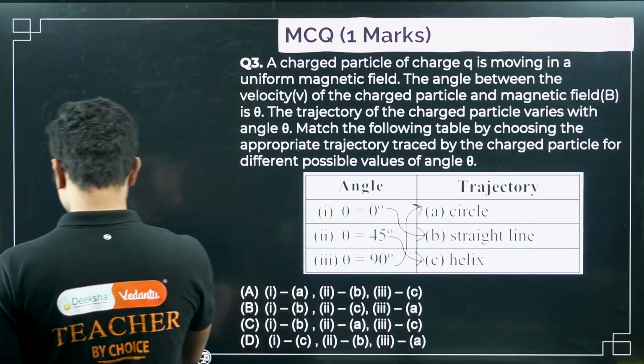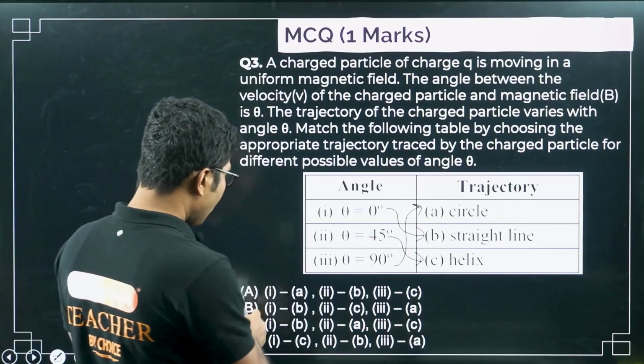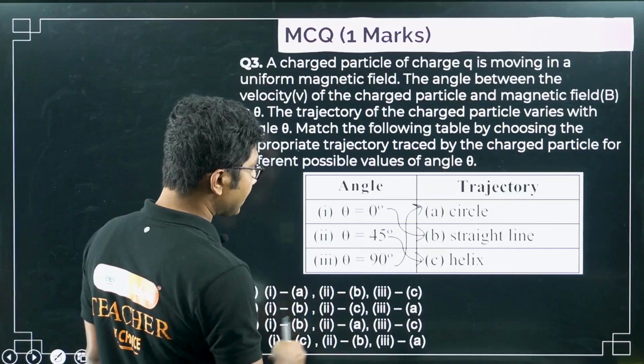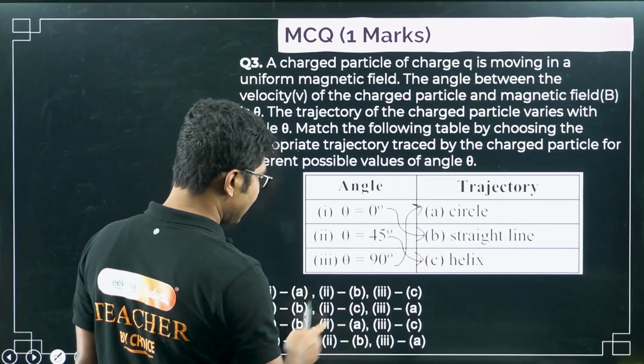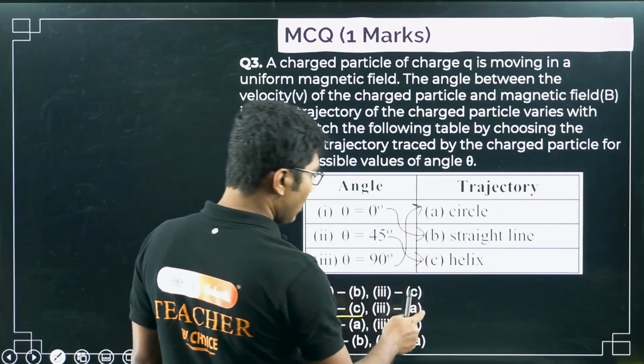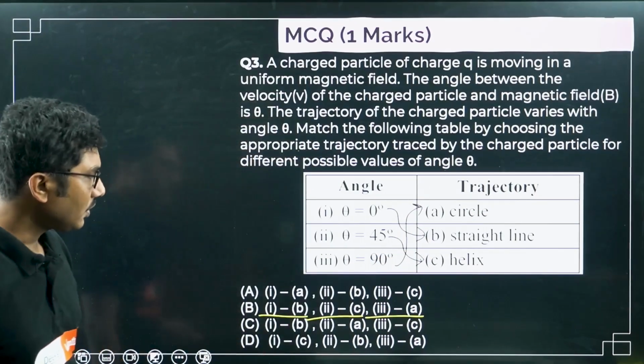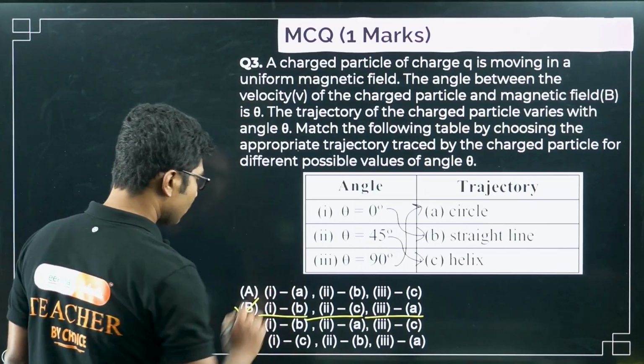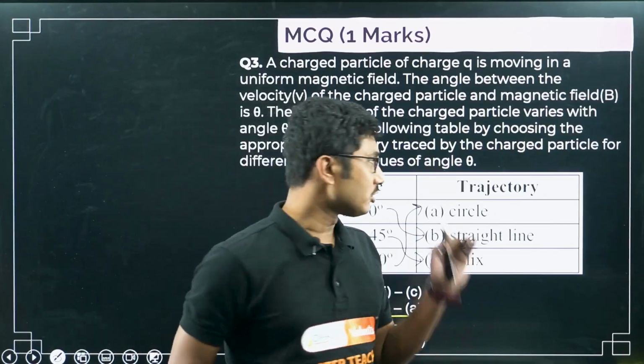So there are two options where 1 is matching with B. So you have to see which one of them is correct. Now 2 is matching with C and 3 is matching with A. So this is the option. Definitely this is the correct answer. So option B is correct in this case. This is also a hard question.